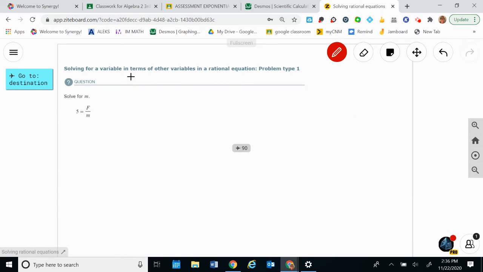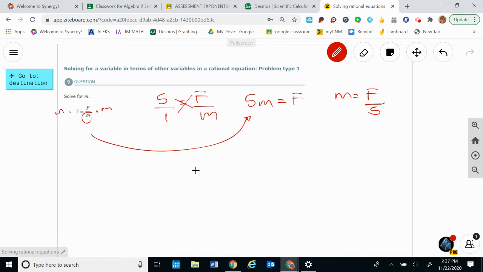Last one is honestly just rearranging things. Solve for m. First of all, you can always recognize it's a proportion and cross multiply and get 5m equals f. So m is equal to f divided by 5. You can also multiply by the least common denominator, and then you will get 5m equals f. And then you move on and do that. And that's it. It is that simple.